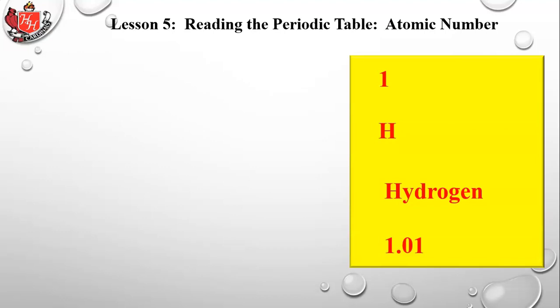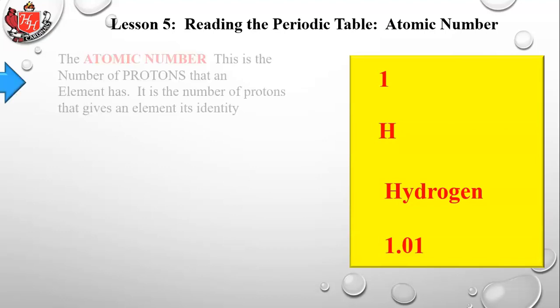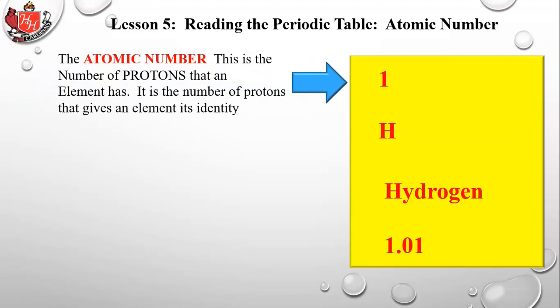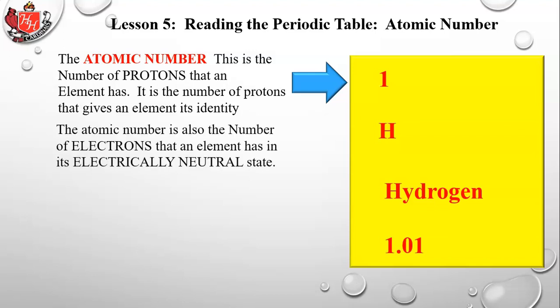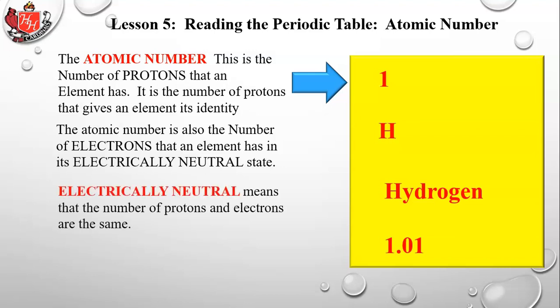Now, your typical periodic table has 4 pieces of information on it. First, the atomic number. This is the number of protons that an element has. It is the number of protons that gives an element its identity. So hydrogen must have 1 proton. If it doesn't have 1 proton, it's not hydrogen, it's some other element. The atomic number is also the number of electrons that an element has in its electrically neutral state. In other words, all atoms are born electrically neutral. So naturally, hydrogen would have 1 electron as well. Electrically neutral means that the number of protons and electrons are the same.